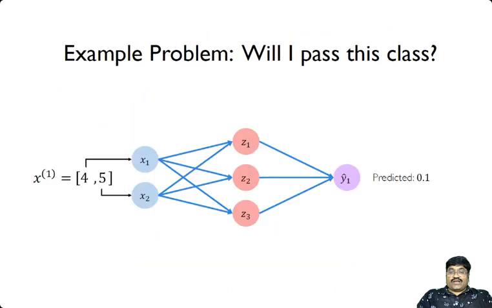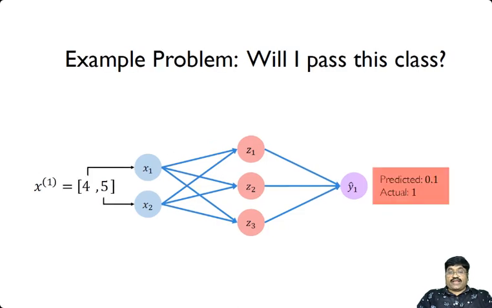So let's do it. We have 2 inputs. We have a single hidden layer neural network with 3 hidden units, and we'll see that the final output probability, when we feed in those 2 inputs of 4 and 5, is predicted to be 0.1 or 10%. The probability of you passing this class is 10%. That's not great news. The actual label was 1, so you did pass the class.